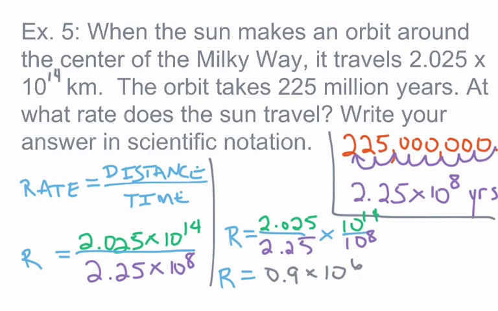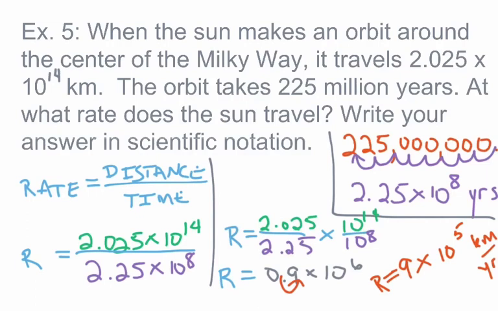Alright? Now, I look at my answer. That is not okay scientific notation. I need a single digit number in front of the decimal. So I'm going to move my decimal back here. And I get R is equal to 9 times 10. Because I made my number in front bigger, I went from 0.9 to 9, I need to make my exponent smaller. So I have 9 times 10 to the 5th. And our label for that is going to be kilometers per year. Okay, sorry about how messy that got at the end.